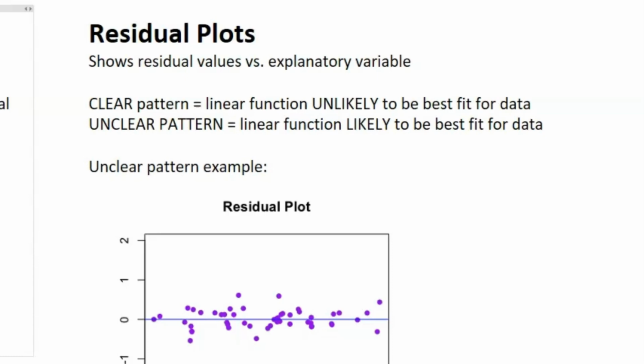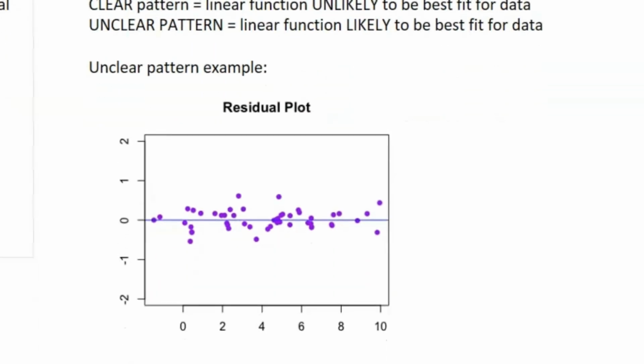So the last thing we're going to cover now is the residual plot. It pretty much just plots residual values versus the explanatory or independent variable. If there's a clear pattern, that means a linear function is unlikely to be the best fit for the data. If it's an unclear pattern, that means a linear function is likely to be the best fit for the data. And here is an example of an unclear pattern. You can see it's pretty much random dots. So in this case, a linear function would be likely.